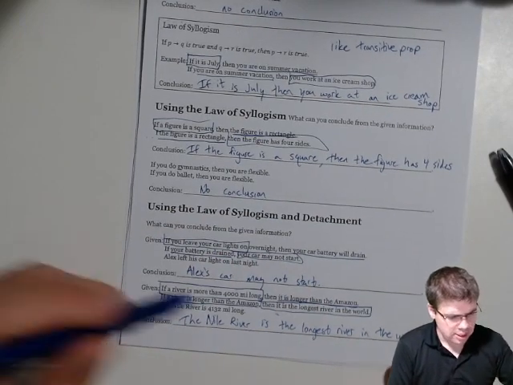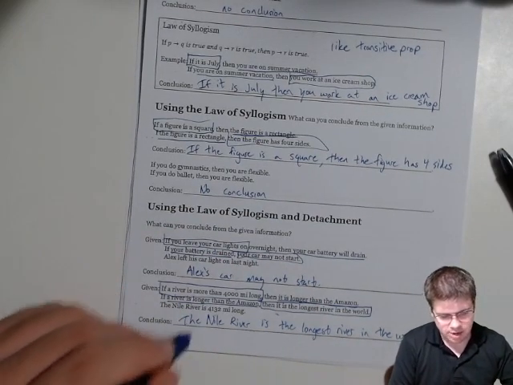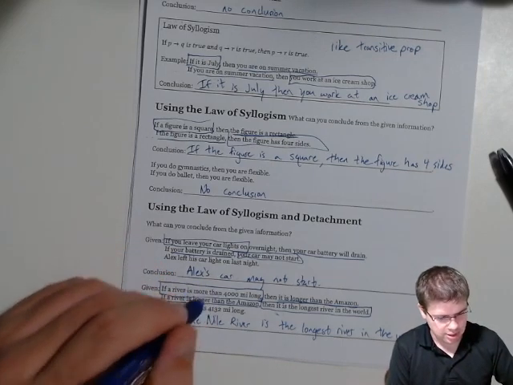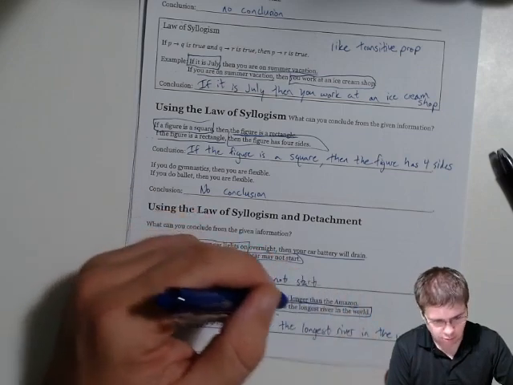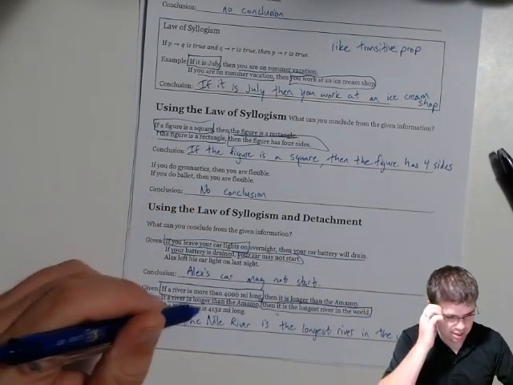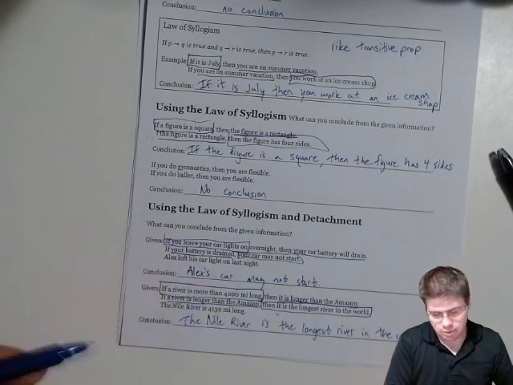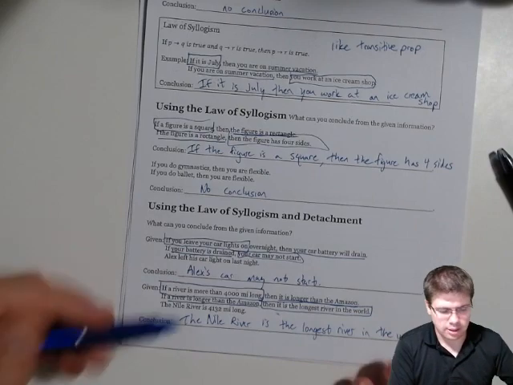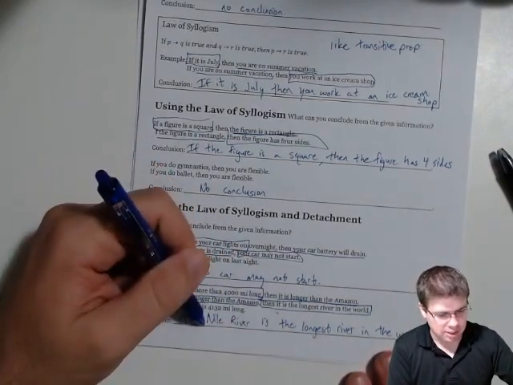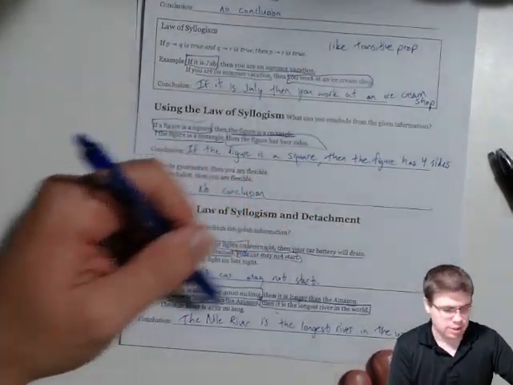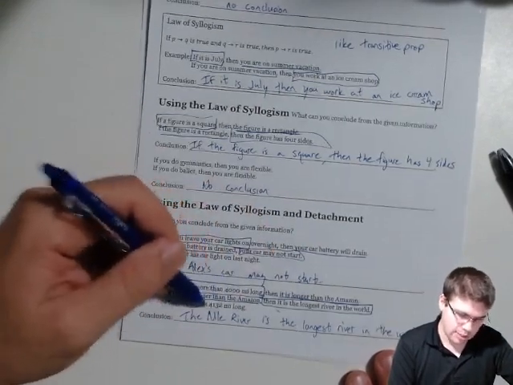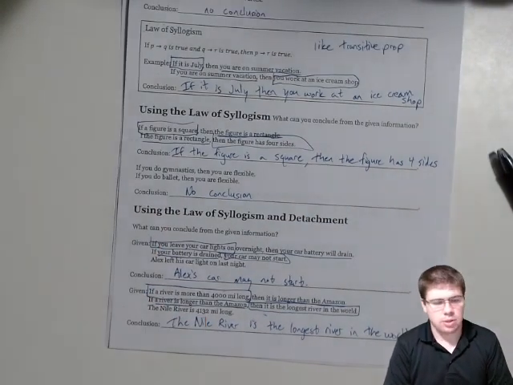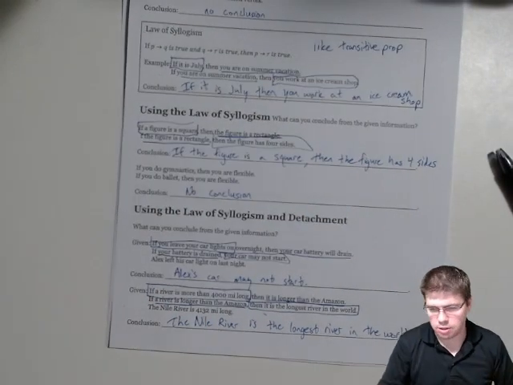Another way you could approach this, you could go law of detachment right away and plug it into this one. Say the Nile River is more than 4,000 miles long, so the Nile River is longer than the Amazon. We could actually go detachment twice on this. Then we know the Nile River is the longest river in the world. Because this hypothesis is true, that conclusion is true, and that conclusion tells us the next hypothesis is true, then that conclusion is true. But there are different ways we can use those laws to logically make an argument.